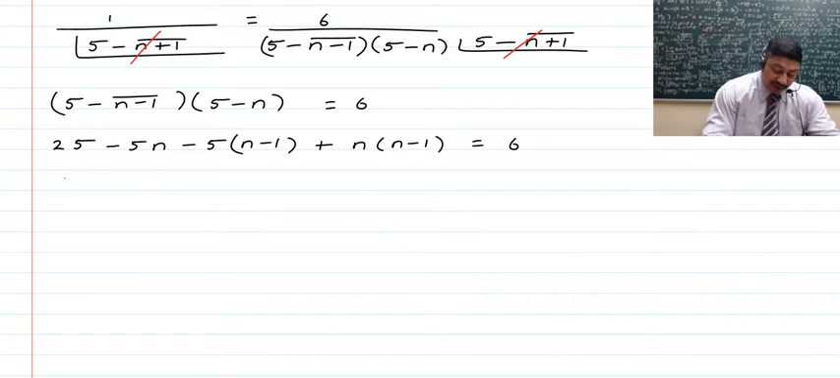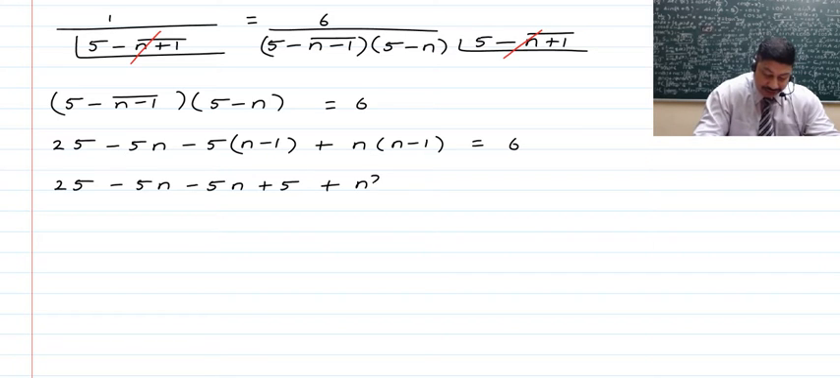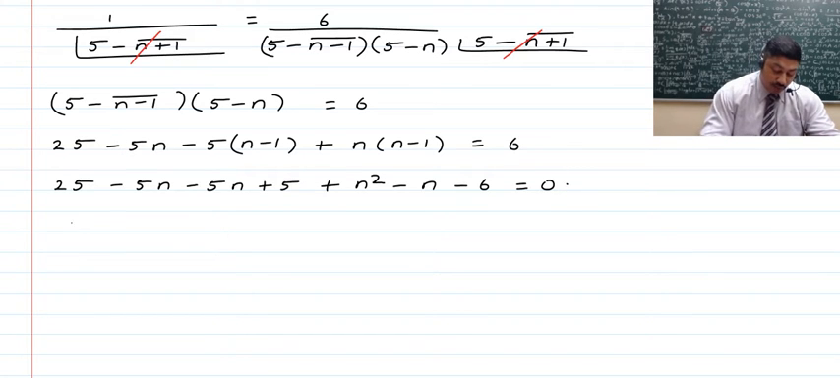Further now we solve this, so this then becomes equal to 25 minus 5n minus 5n plus 5 plus n square minus n minus 6, which will become equal to 0. Now here first we will write the quadratic term, that is n square. Then we will write the linear terms.